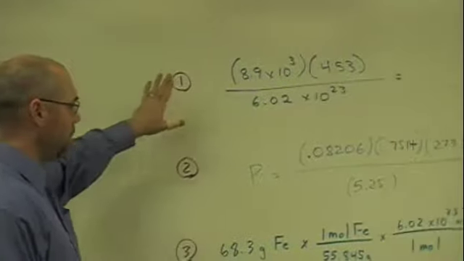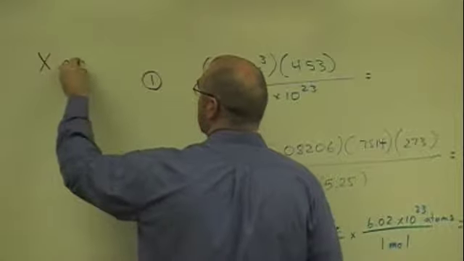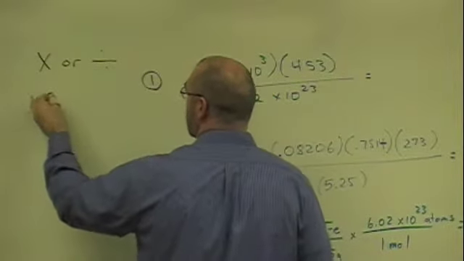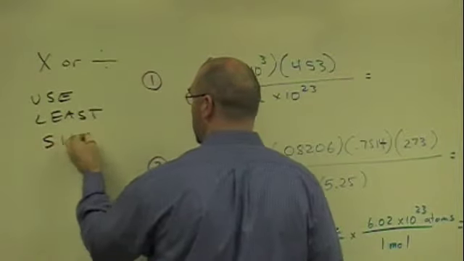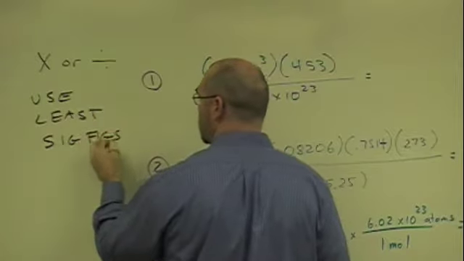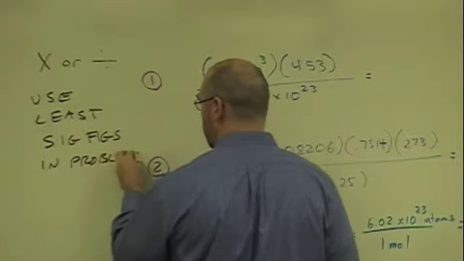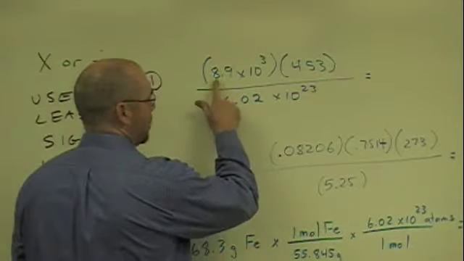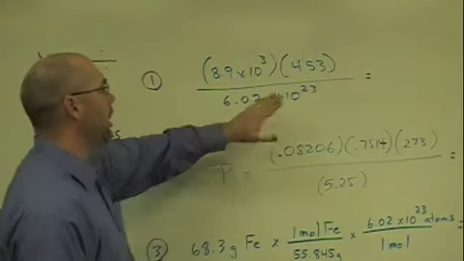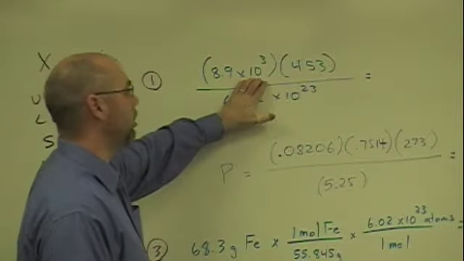So the rule for multiplication and division: use the least amount of sig figs present in the problem. So I look at this, I see 8.9 times 10 to the 23rd. That exponent does not apply, right? All that does is make this a friendlier number to use.